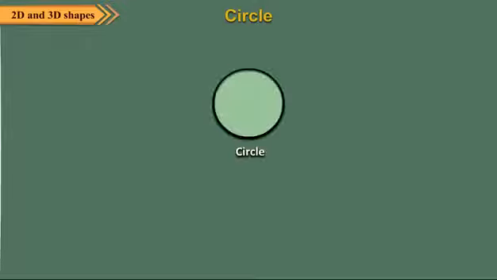Circle. A circle has no vertex. It is a closed loop. It can be traced with a 1 rupee coin, carom coins, etc.